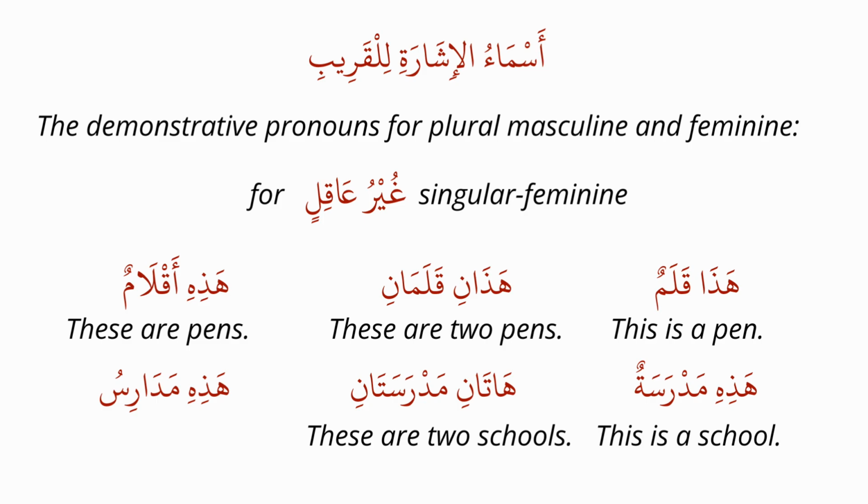هذه مدارس, we don't say هؤلاء مدارس. Why? Because madrasa is a غير عاقل noun, and when we have a plural of a غير عاقل, we use singular feminine and we say هذه مدارس, these are schools. Okay? Let's have a look at the following examples which will make it more clear inshallah.